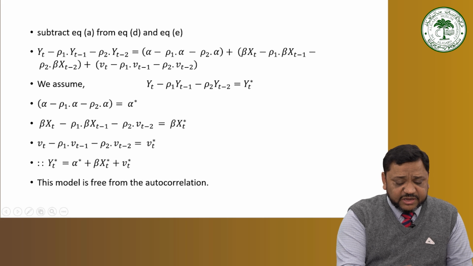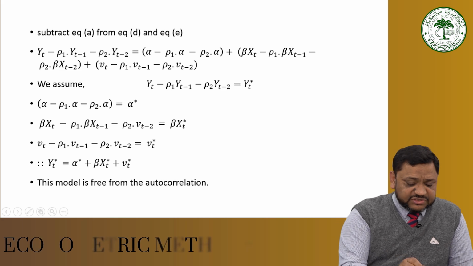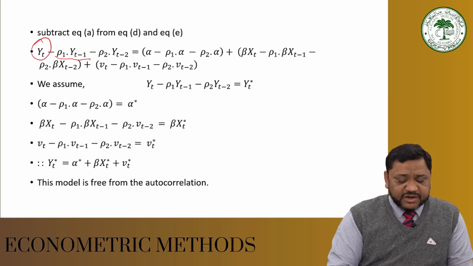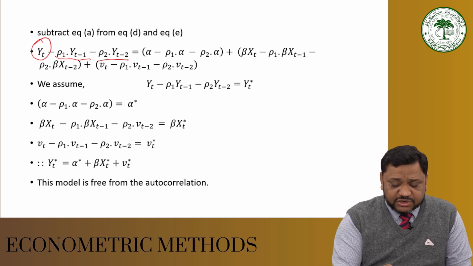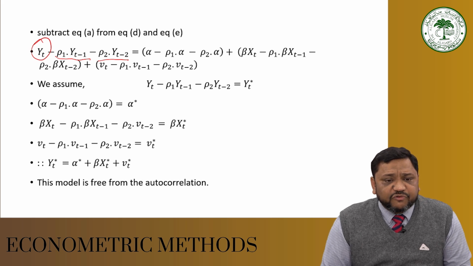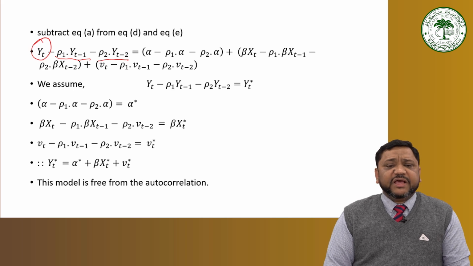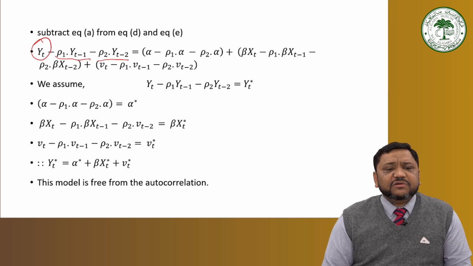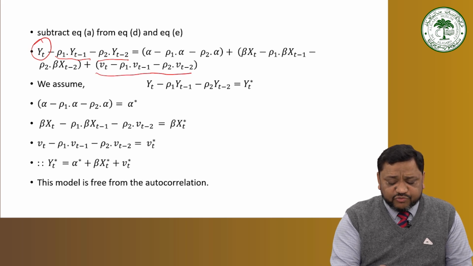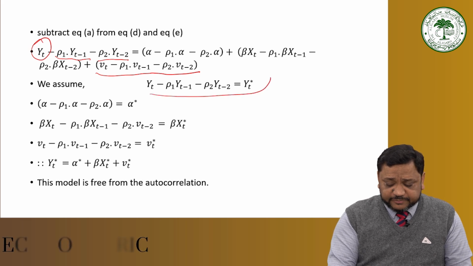Now we subtract from the first equation, that is yt, we subtract rho 1 yt minus 1 and rho 2 yt minus 2. We subtract the equations. So we get the first term as alpha minus rho 1 alpha minus rho 2 alpha, plus the second term, that is beta xt minus rho 1 beta xt minus 1 minus rho 2 beta xt minus 2, plus the third term ut minus rho 1 ut minus 1 minus rho 2 ut minus 2.